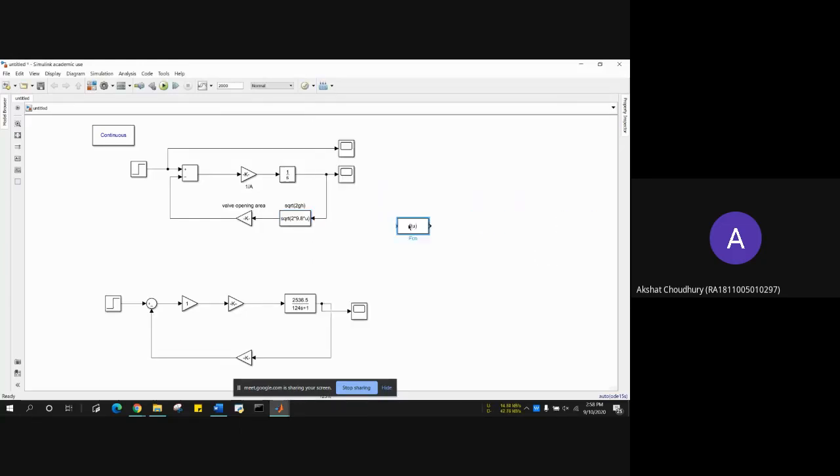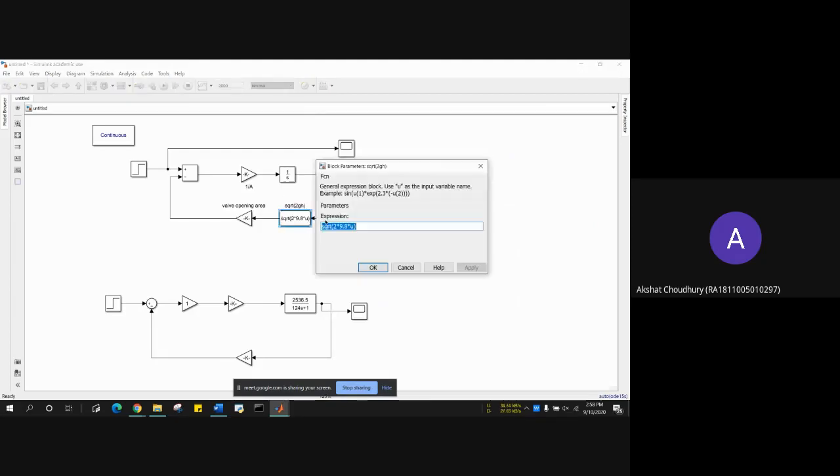When you drag it, just rotate it first so that it will be aligned like this, and double click it and write SQRT 2 into 9.8 into u with an asterisk. U is the present level. Whatever signal input that you are giving, generally it is represented as U.